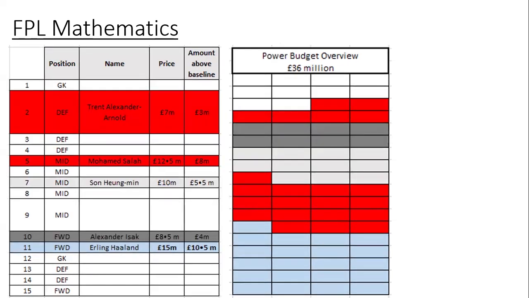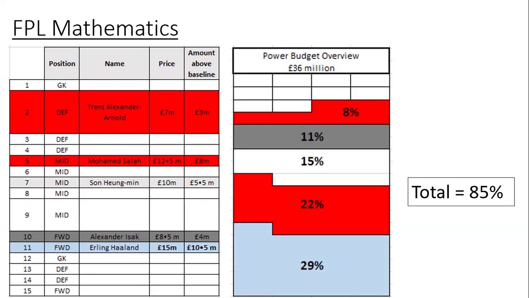Moving ahead a bit quicker, we're going to add in 3 more players. Son Heung-min for 10 million, Alexander Isak for 8.5 million, and Trent Alexander-Arnold for 7 million. Now, following the same process, the amount above the baseline is represented on the power budget overview. Now, Trent is a defender, and the baseline cost for a defender is 4 million. So 7 million take away 4 million leaves us with 3 million, and that 3 million is represented with 6 rectangles highlighted on the power budget overview.